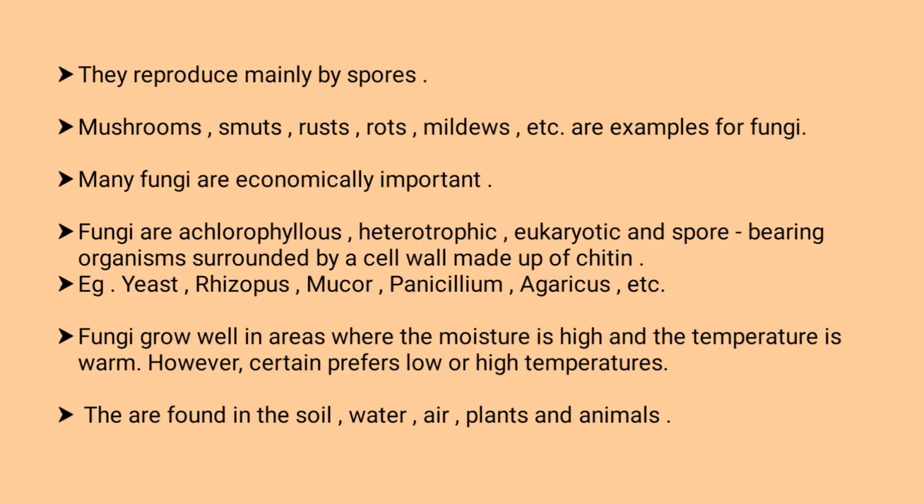Many fungi are economically important. It means most of these fungi are used for their economic importance. The fungi are non-chlorophyllous, heterotrophic, eukaryotic and spore-bearing organisms surrounded by a cell wall made up of chitin. It means all these are fungi: the yeast, Rhizopus, Mucor, Penicillium, Agaricus and so on. They have a non-chlorophyllous structure. They are heterotrophic, which means they cannot manufacture food. Eukaryotic means they have a nucleus enclosed within the nuclear membrane. And they have a spore-bearing structure. Generally, the cell wall is made up of chitin.